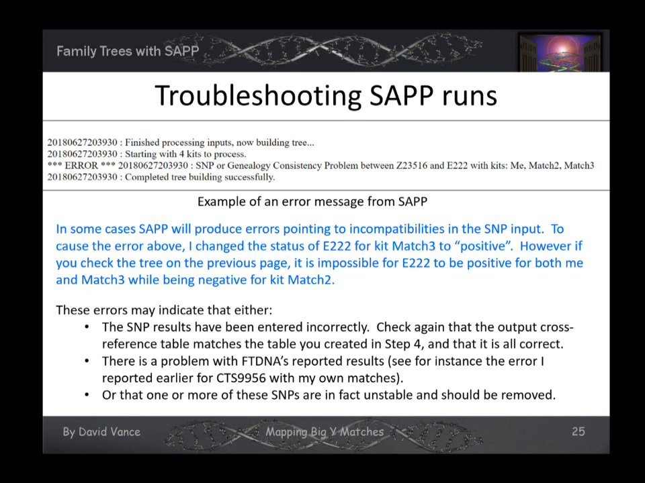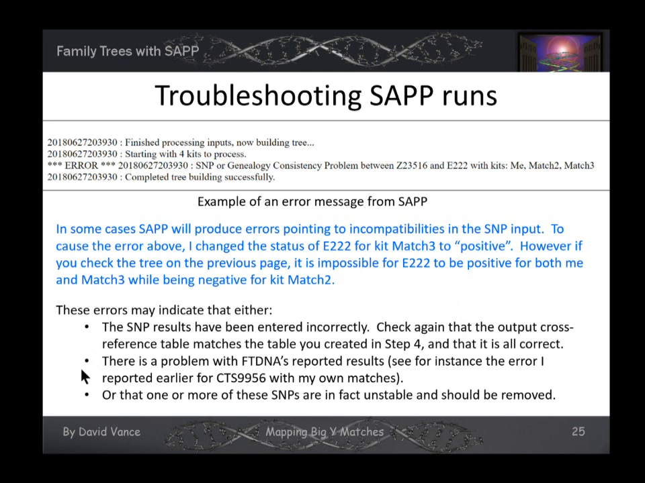That actually may be wrong if E222 is actually positive in match 3 and my results. So it doesn't know whether the input it was provided before was correct or if the E222 results are correct. So it says there's a potential problem between both of those SNPs. So you will have to check those SNPs in these matches and make sure that the values that you've reported in the table are actually correct.